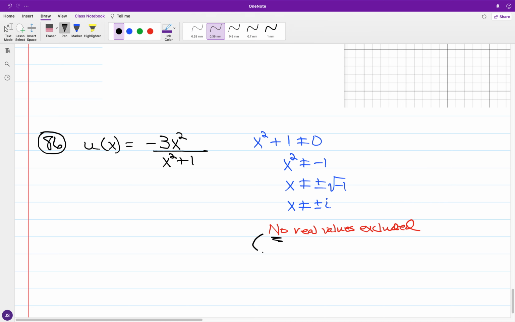Okay. So once again, for the domain, we have the set of all real numbers. Again, we have an interval notation case, so you have parentheses around negative and positive infinity. And again, since there are no real values excluded, there's going to be no vertical asymptote.